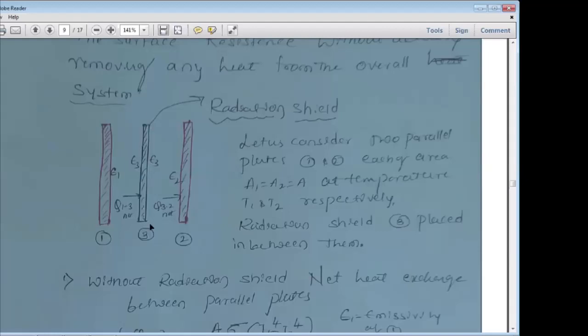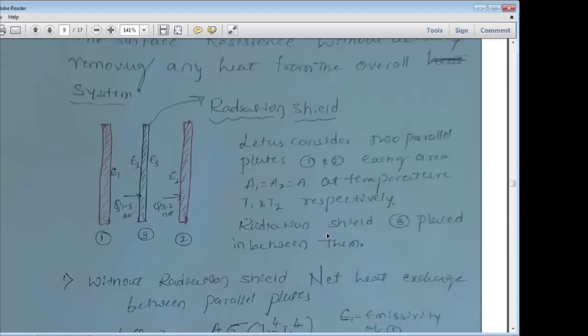Okay, the shield, which is at a temperature of T3. So let us consider two parallel plates 1 and 2, each of area A1 equal to A2 equal to A. The area of the two plates will be the same, at temperatures T1 and T2 respectively. T1 is the temperature of plate 1 and T2 is the temperature of plate 2.